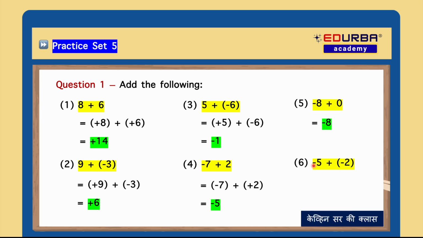Now here we have minus 5 plus minus 2. So let's put them in a bracket. Here we have both negative, and we know that whenever we have both positive or both negative, we have to simply add them. And the sign will be negative in this case because both are negative. So 5 plus 2 is 7 and the sign will be minus, so it will be minus 7. So that's how we can solve this question number 1 very easily.